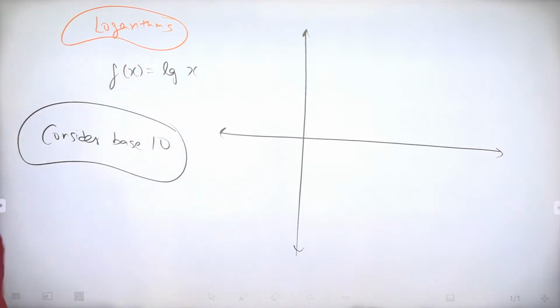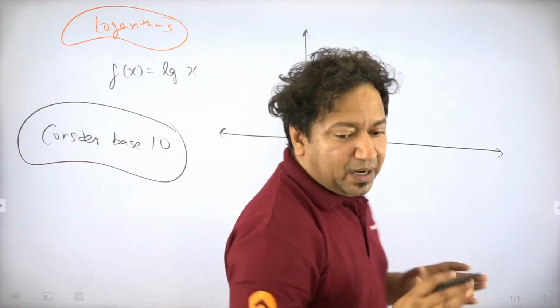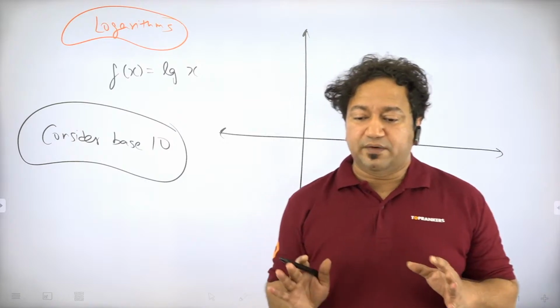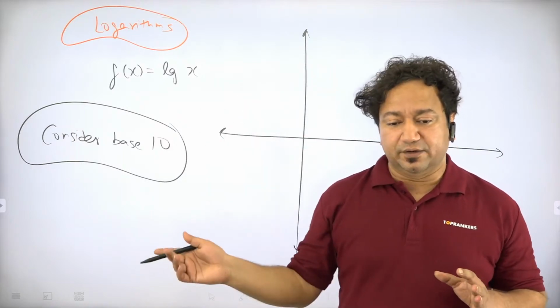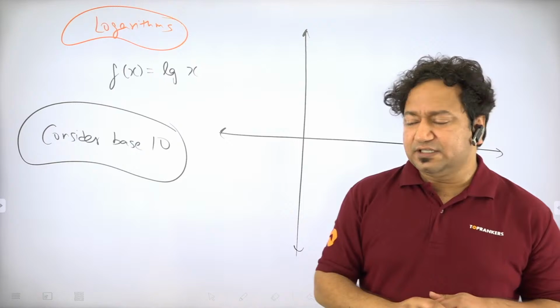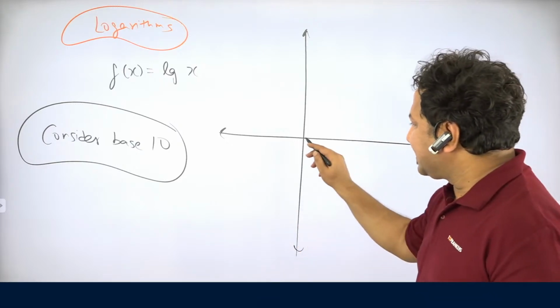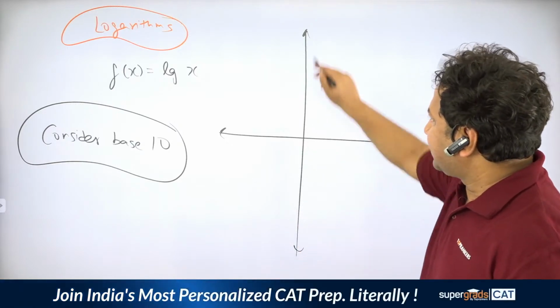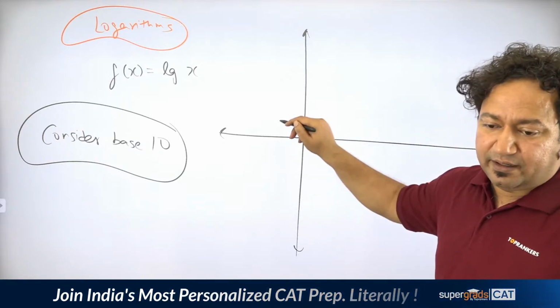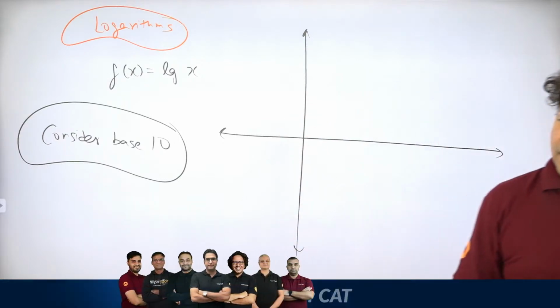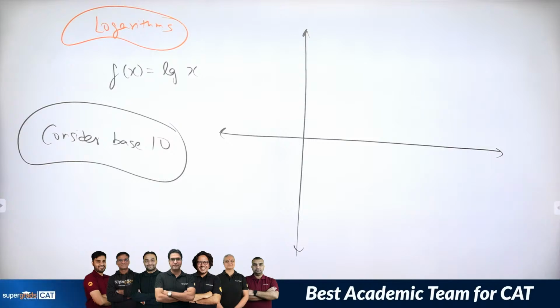If x is equal to 0, it's not possible at all. Why? Because there is no power of 10 which can give 0. 10 to the power anything cannot be equal to 0. That means the graph would not exist on this axis. The graph will never touch this axis, because x can never be 0. That is something which we understand.